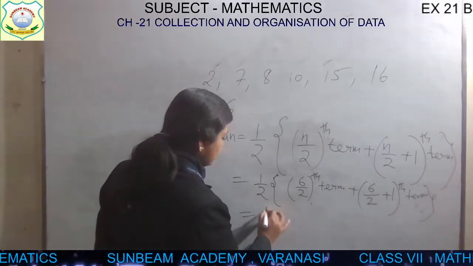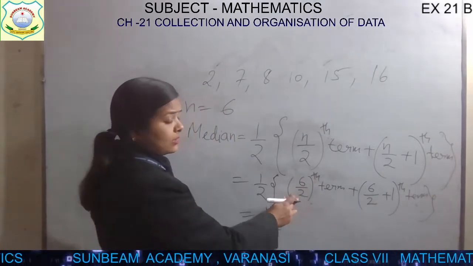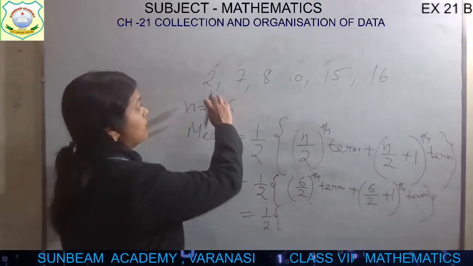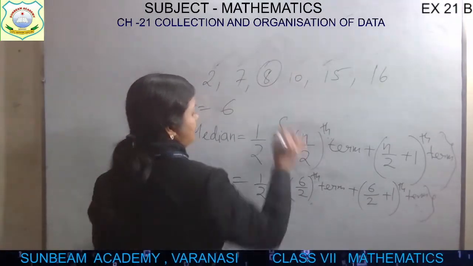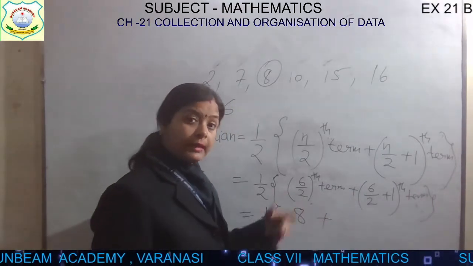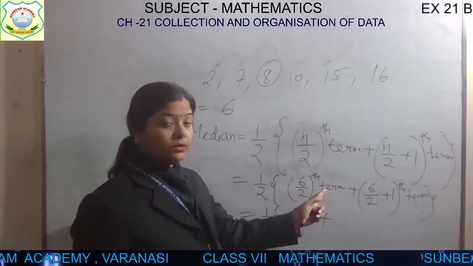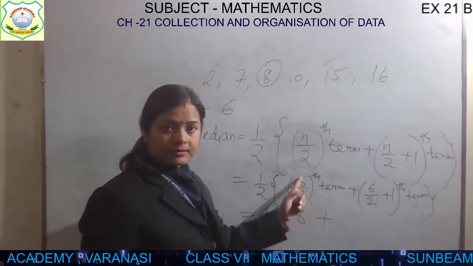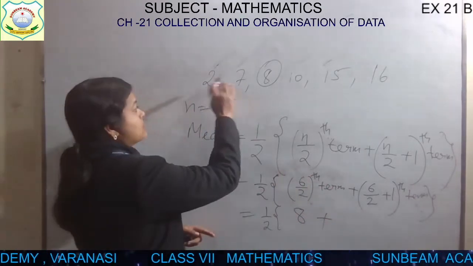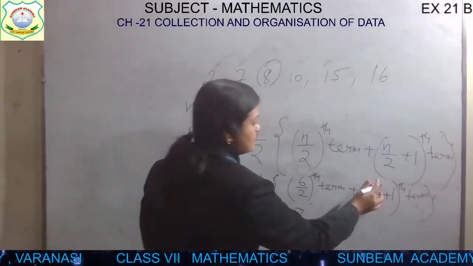Now solve it, children. Half of 6 by 2th term means the third one. 6 by 2 means 3, third term. What is the third term? 1, 2 and 3. Third term is 8. Plus, no need to write 3 plus something, then you will make mistakes. Third term, isn't it, beta. So 6 by 2 will come 3. So the third term. Which is the third term? First, second and third. So we will write 8. Third term is 8. Plus 6 by 2.